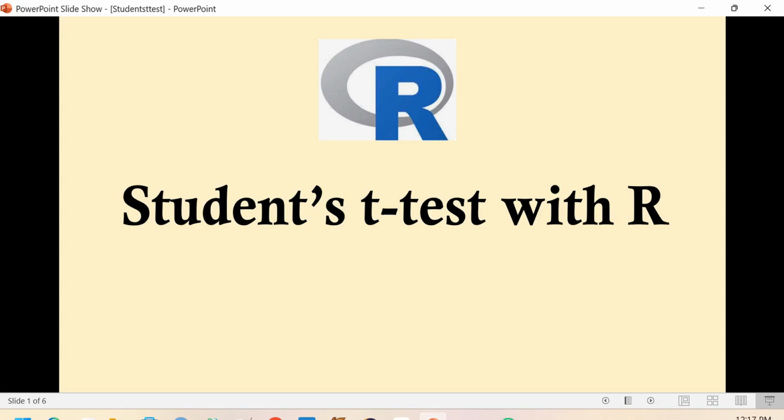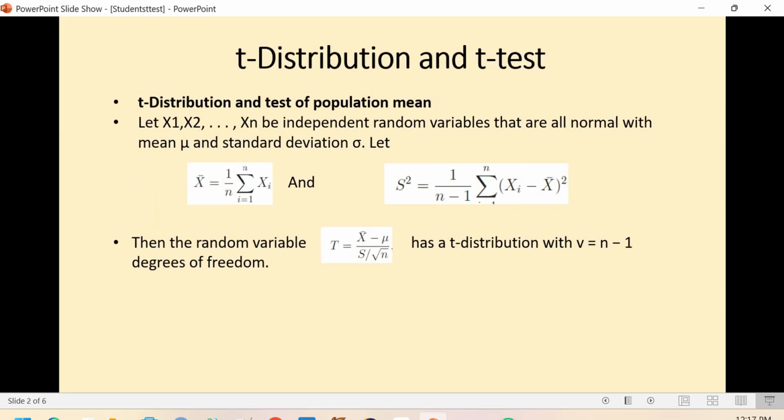Hello, in this video we will talk about using R to do a t-test, also called Student's t-test. Student's t-test is for small samples, usually with sample size under 30, and the population is at least approximately normally distributed.